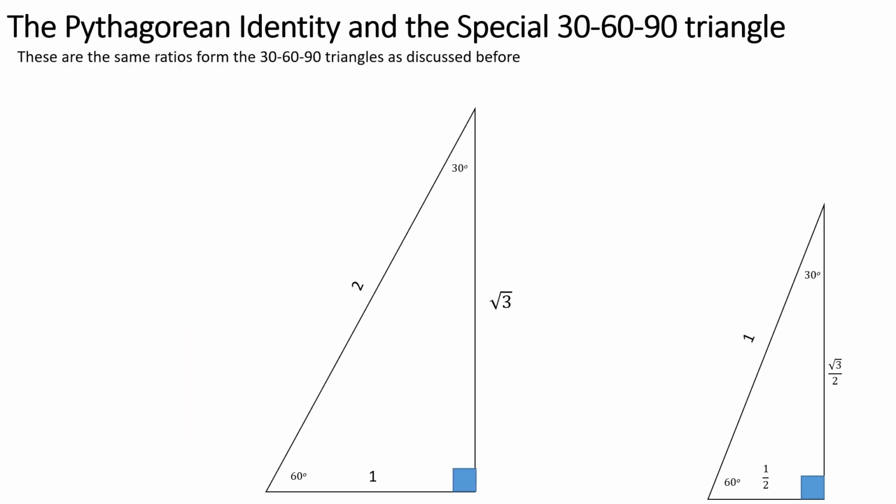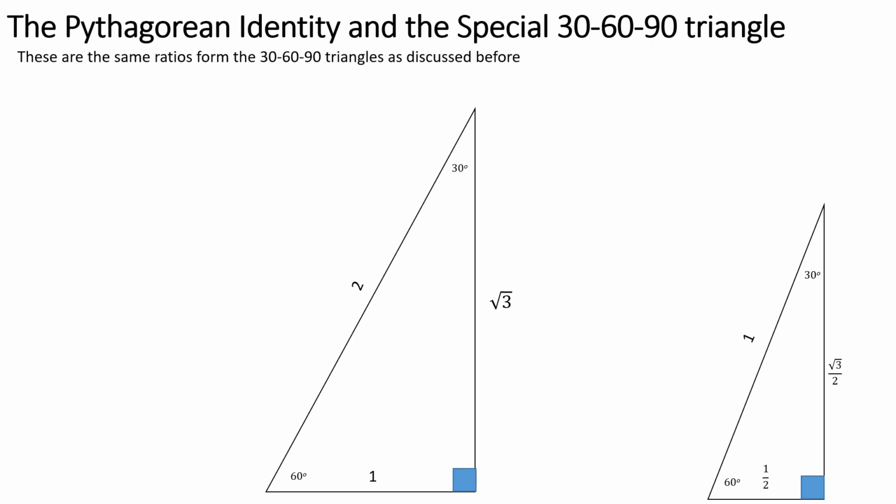Pythagorean identity and the special 30-60-90 triangle are the same thing. We can use these in terms of ratios. Remember, these are what we consider similar triangles. They may have different distances, but the ratios are the same, which is the whole point of trigonometry. If we know it's a right triangle and we know the distance of one, that's the same ratio, because we have the same angles, we can figure out what the other distance is.